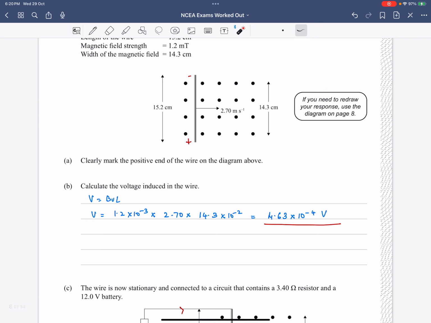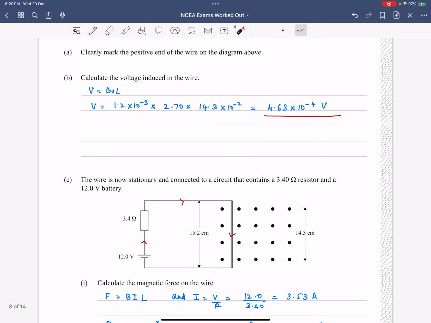Okay, calculate the voltage induced in the wire. So the formula is V equals BvL. There's your B, there's your little v, which is the speed, and that's the length of the wire in the field. So this is tricky. There are 2 lengths. You always use the length in the field that you want. Okay, and you get that answer.